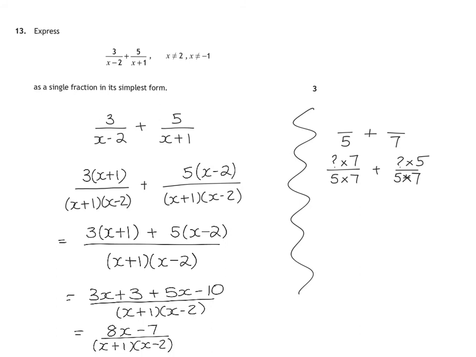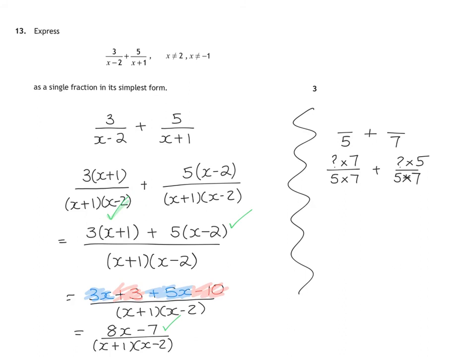So what I've done there is I've looked at the 3x and the plus 5x, which gives me the 8x, and the plus 3 take away the 10 gives me the minus 7. So marks for this question, question 13, come from: we get 1 mark for knowing our denominator, our second mark for getting our numerator correct, and then our third mark for simplifying our numerator.